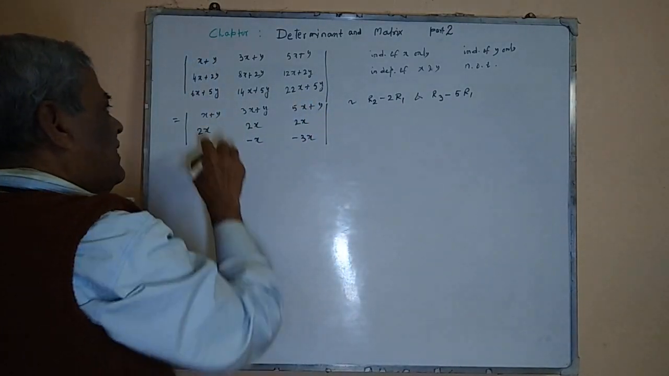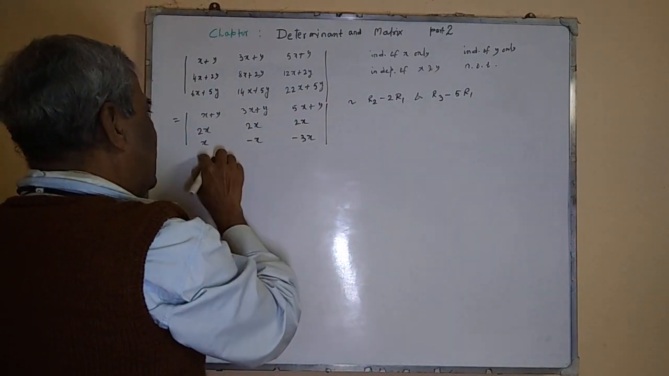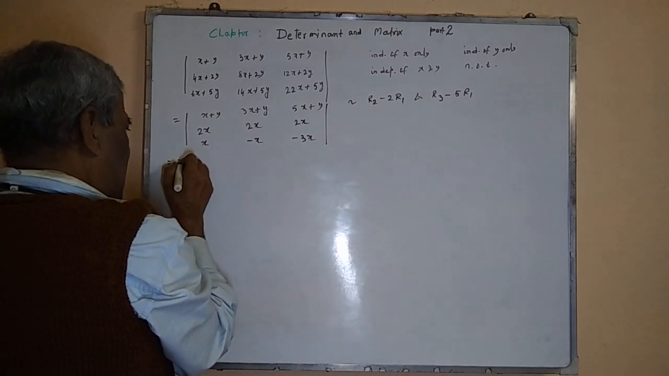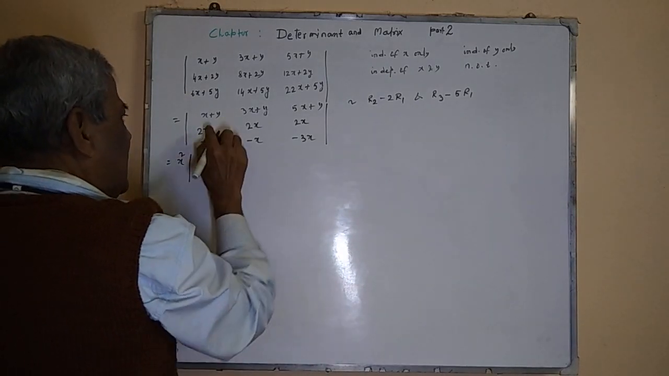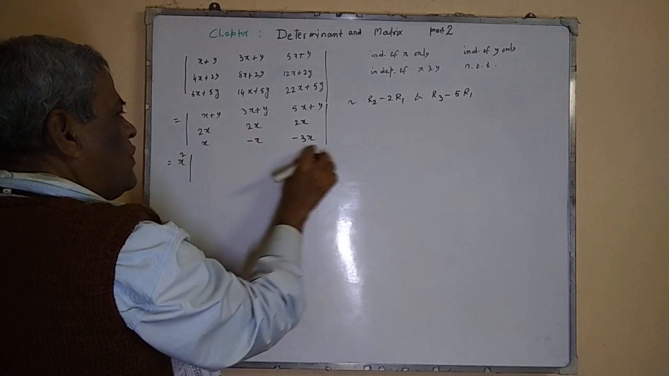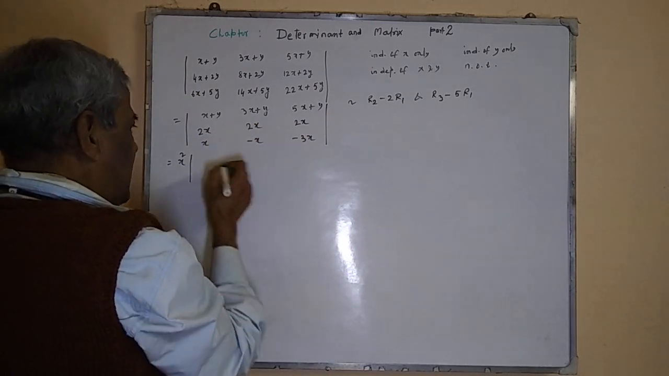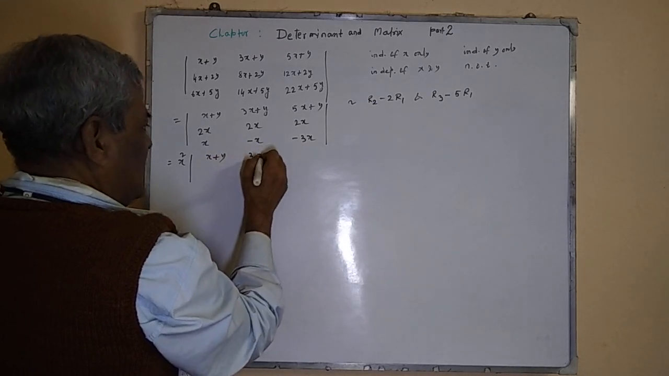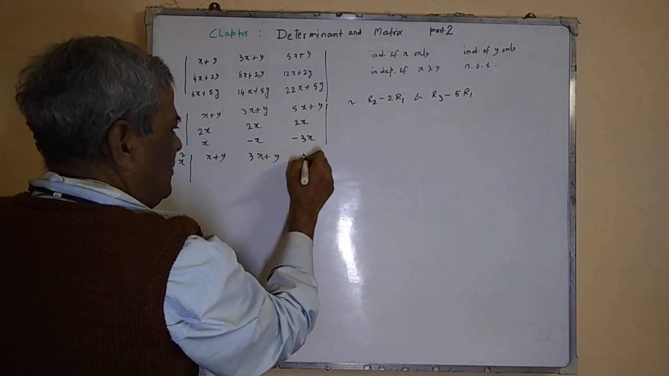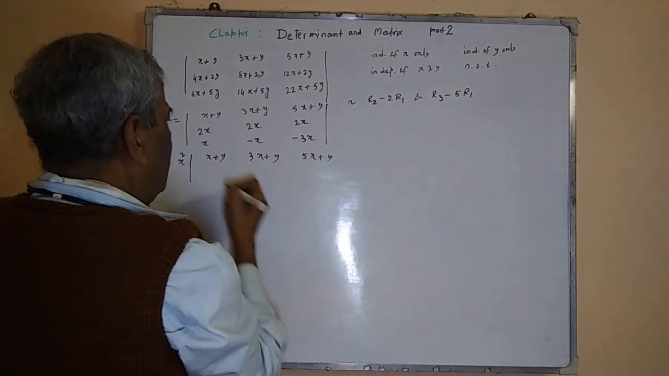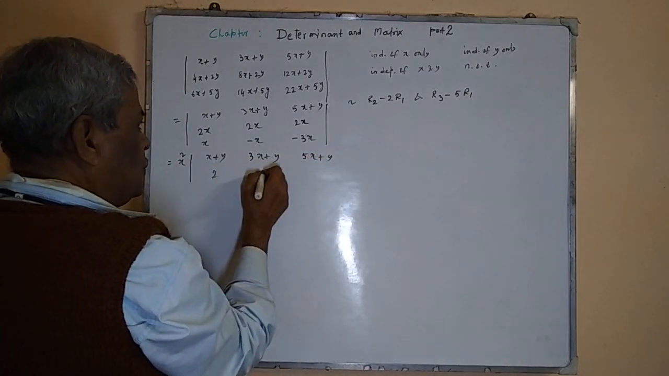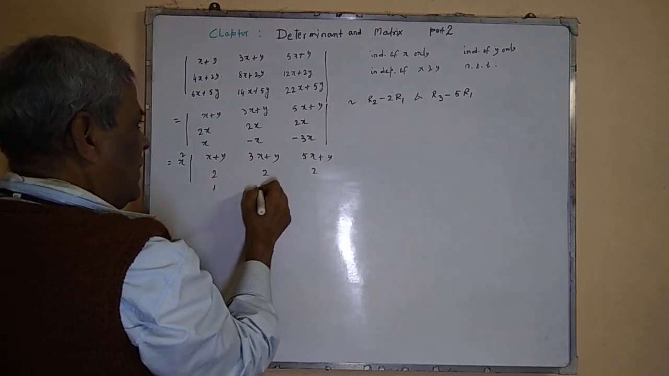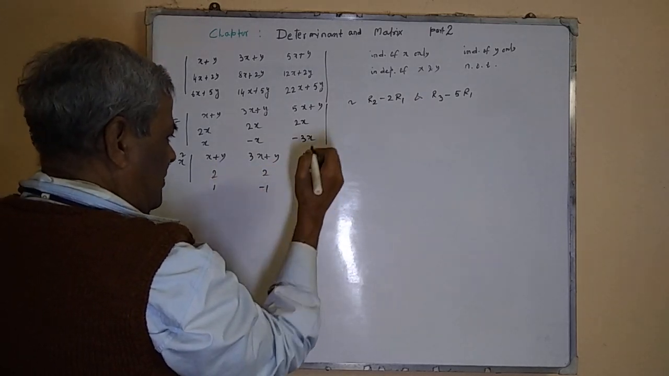Now we can take x common from there and x common from there. So x square, x from R1 and x from R2 and x from R3. So it is x plus y, 3x plus y, 5x plus y, then it is 2, 2, 2, and 1, minus 3.